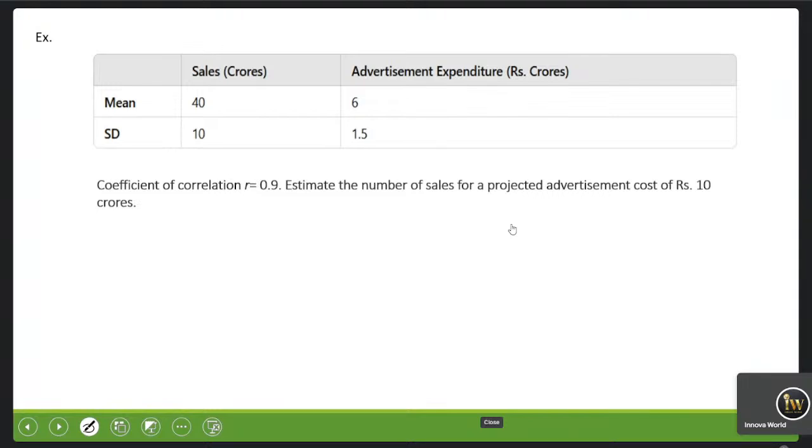So we know that we need to find basically a projected value, that is, a prediction. We need to estimate the number of sales if the advertisement cost is 10 crore rupees. Basically, in industry, they are investing in advertisement just to increase the sales.